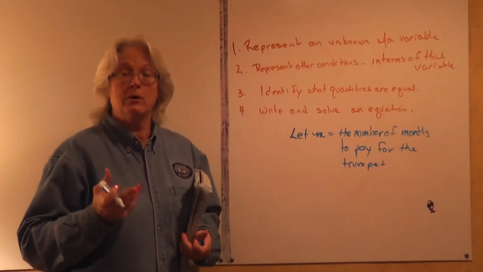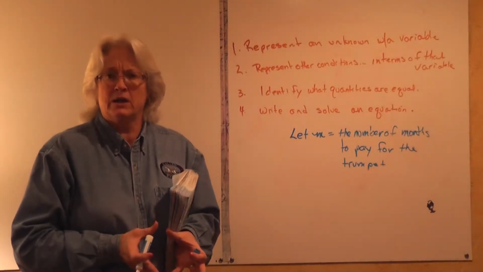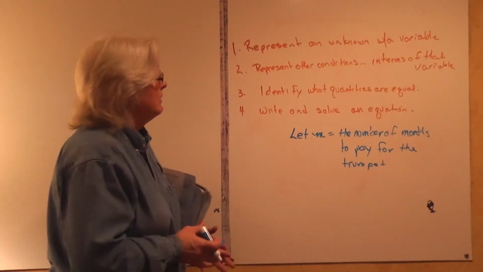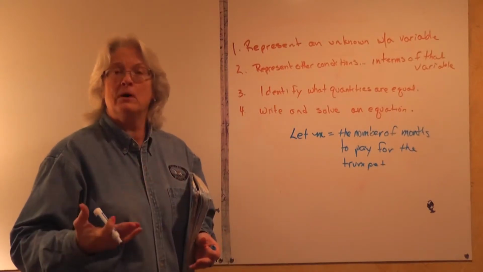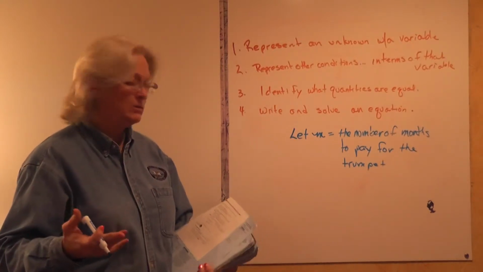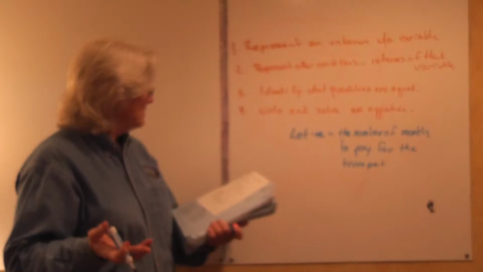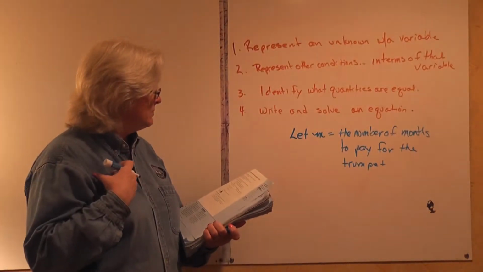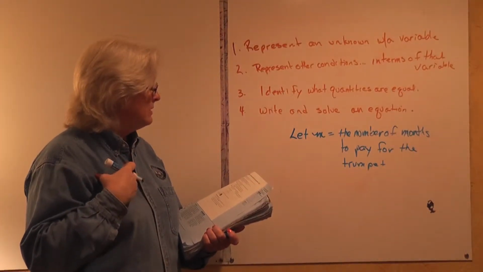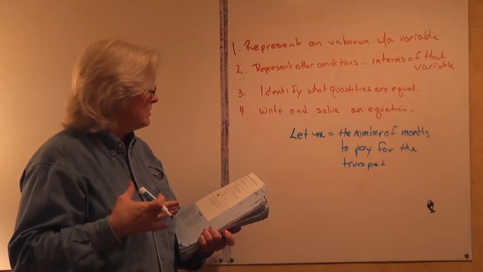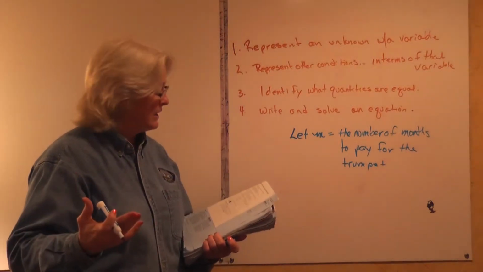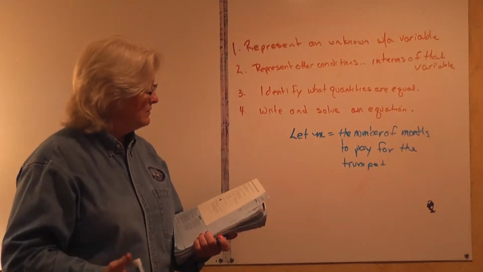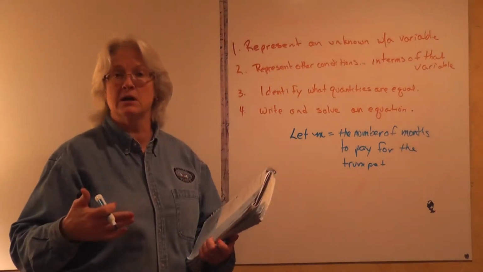That's really the hardest part sometimes, finding out exactly what it is that we're trying to identify. Here we want to know how many months it took Tony to pay for his trumpet. So now let's see what we have. Tony bought a new trumpet for $298. He made a down payment of $46.